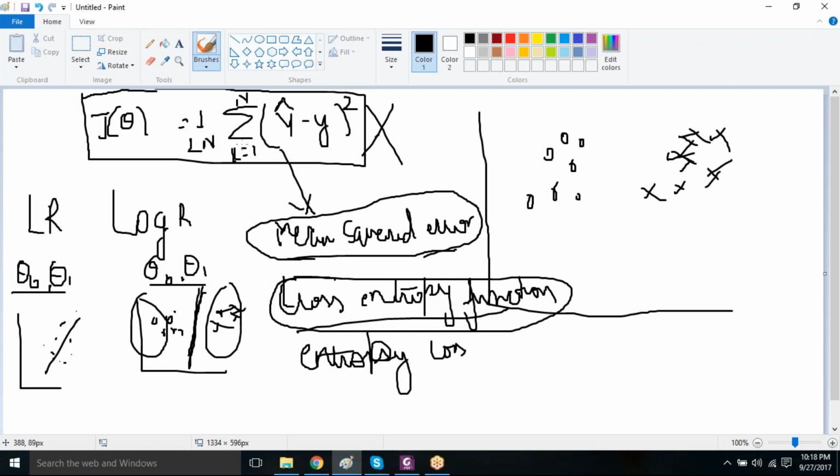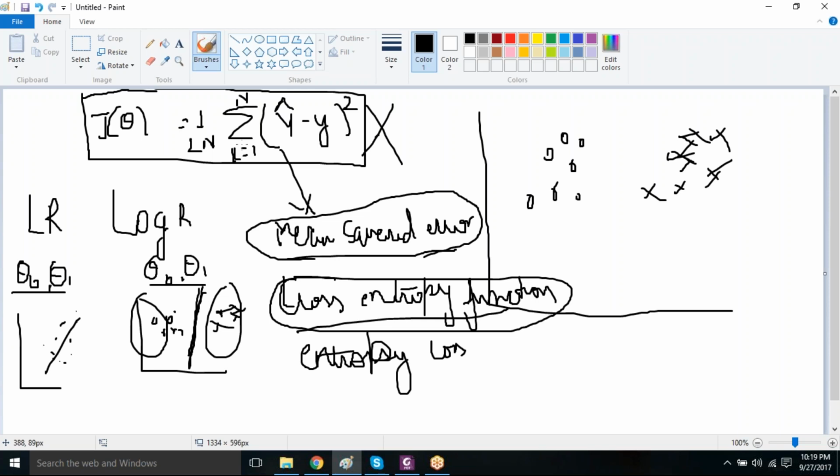The point which I am trying to make here is, you must understand that in both the cases, in linear regression and logistic regression, the funda is to find theta naught and theta 1. So you are basically finding a line. But now the second step which you have to understand is, in linear regression the objective was totally different.